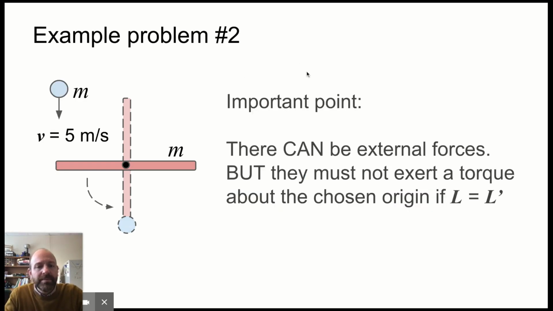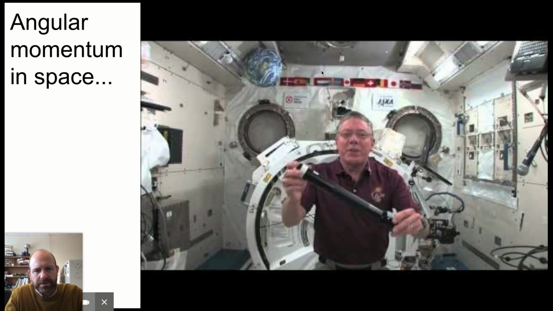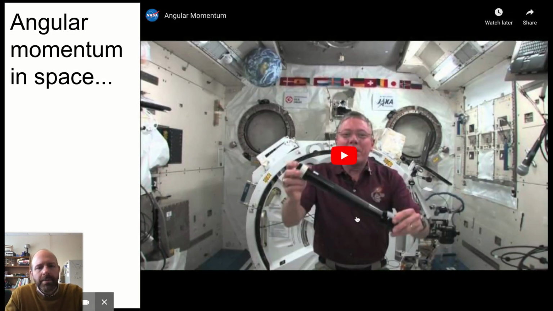This is important. There can be external forces, but they cannot exert a torque during our collision. So although there are external forces on this system, during the collision, they don't affect our result at all. So a couple more examples.